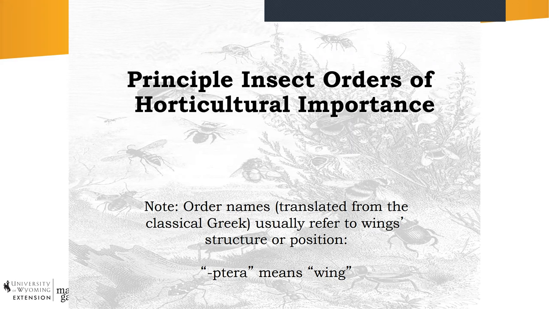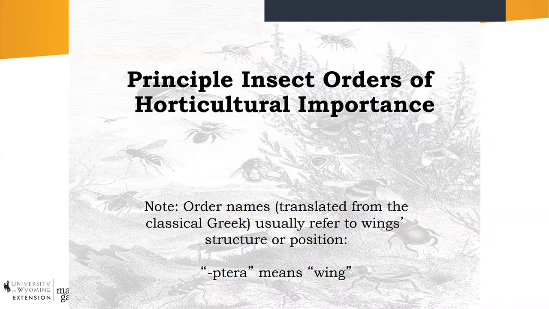Okay, sounds good. So tonight I'm just going to cover the insect orders that probably are most important to gardeners. At this point in time, there's about 31 different orders recognized by science, but we won't cover that many. We're just going to cover the ones that are most obvious or most important to gardeners. Now, most of these, I'll give you the scientific name and then also the common name.